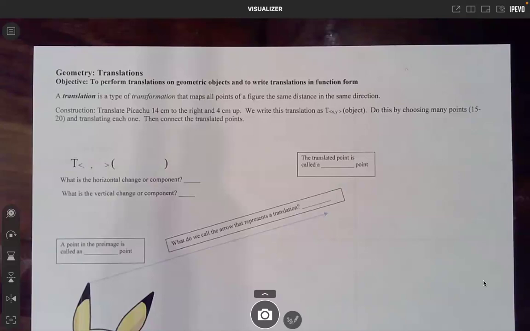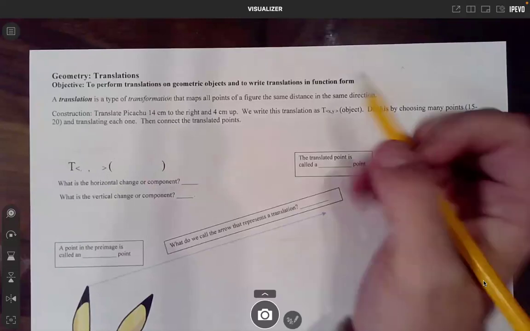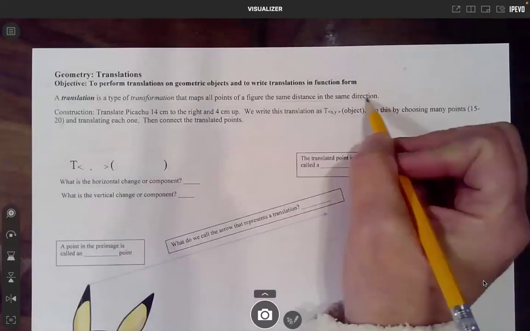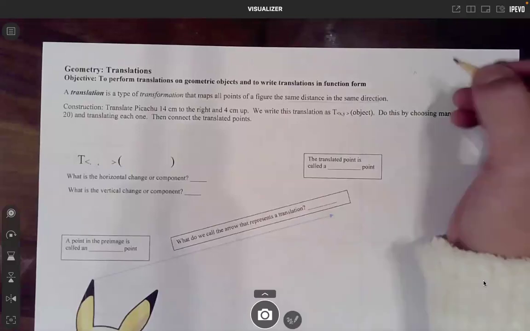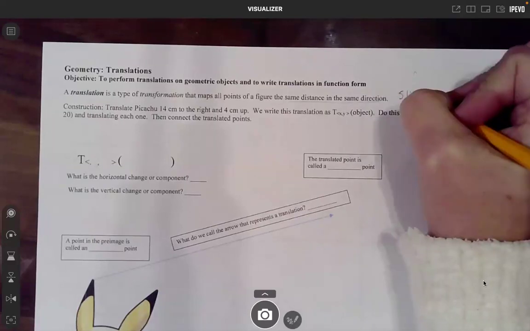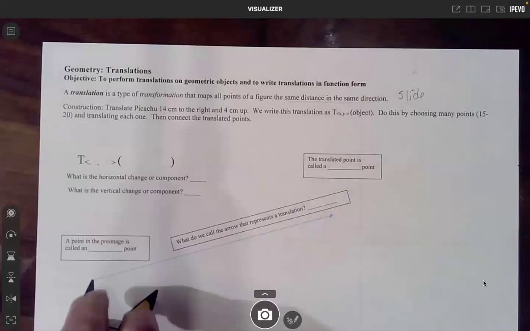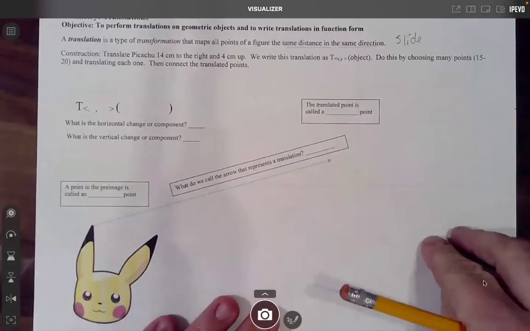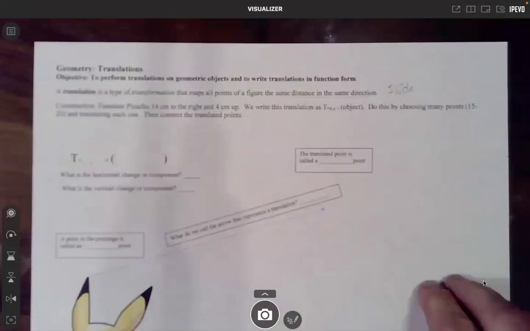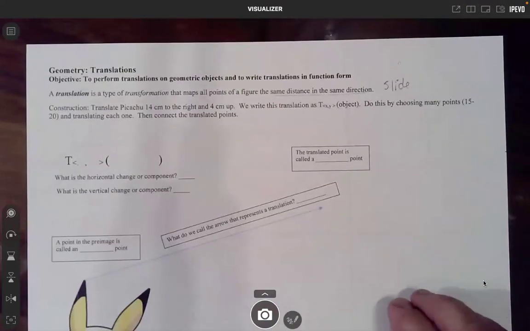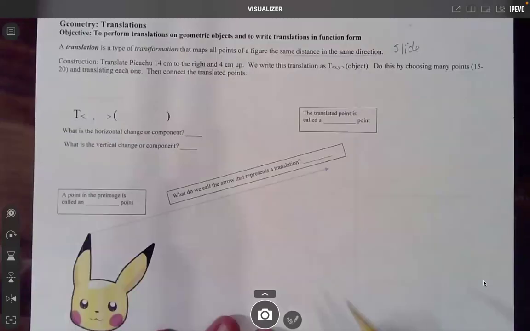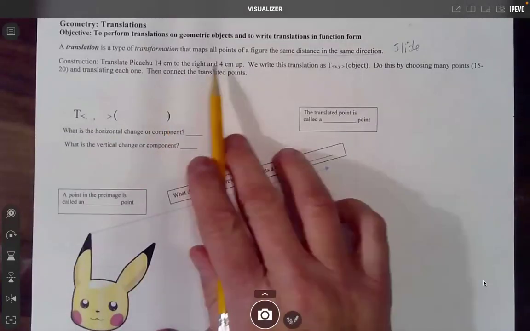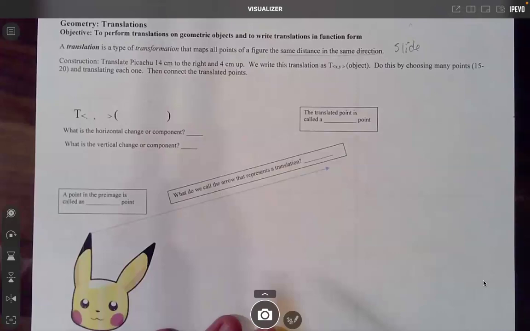A translation is a type of transformation that maps all points of a figure the same distance in the same direction. So think of a translation as a slide. We're going to slide an object from one location to another location, and we're going to slide Pikachu. We are going to translate Pikachu 14 centimeters to the right and 4 centimeters up.